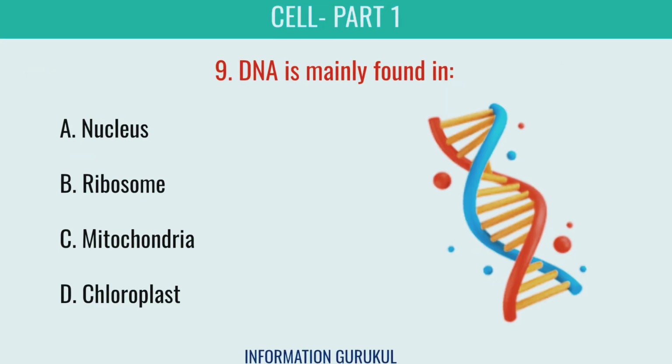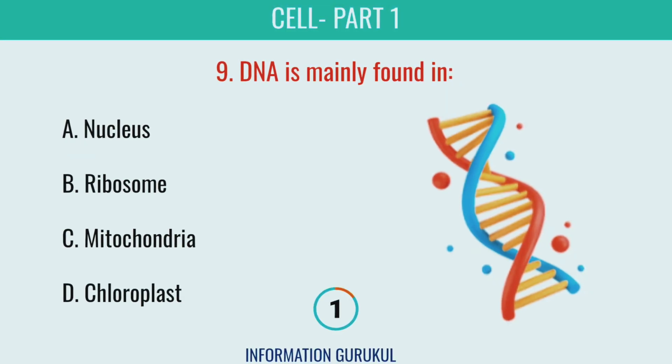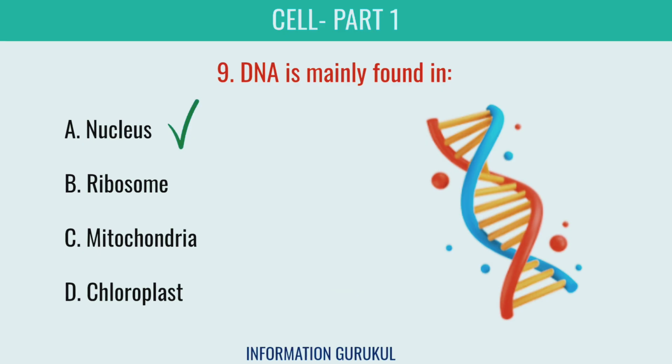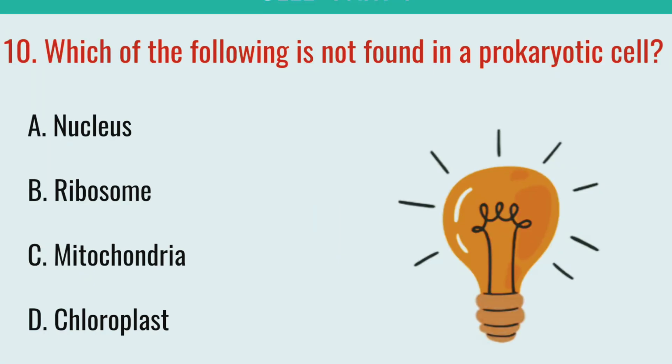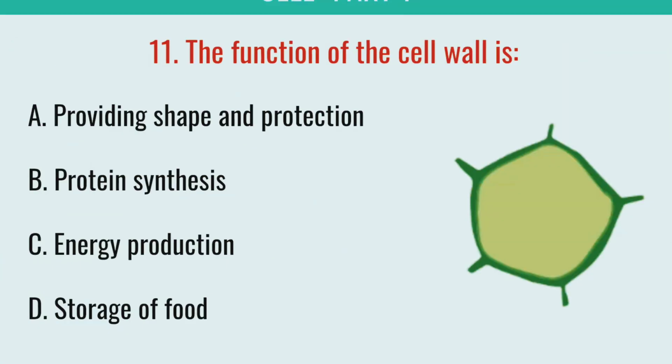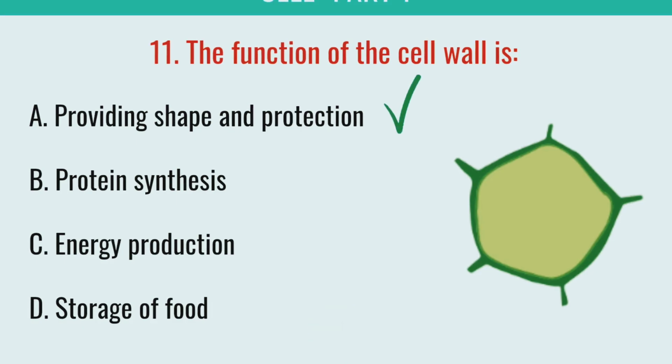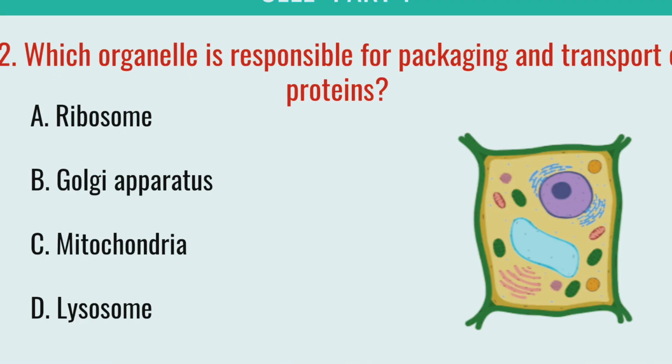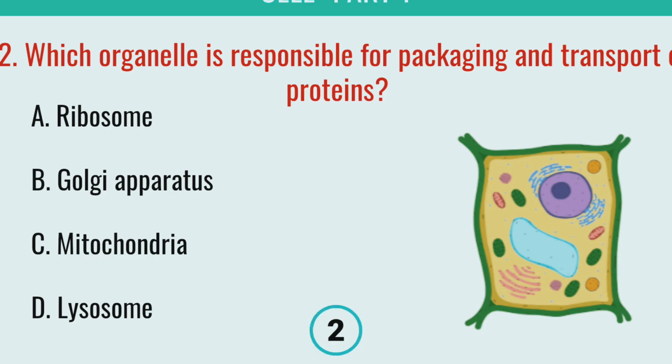DNA is mainly found in nucleus. Which of the following is not found in a prokaryotic cell? Nucleus. The function of the cell wall is providing shape and protection. Which organelle is responsible for packaging and transport of proteins? Golgi apparatus.